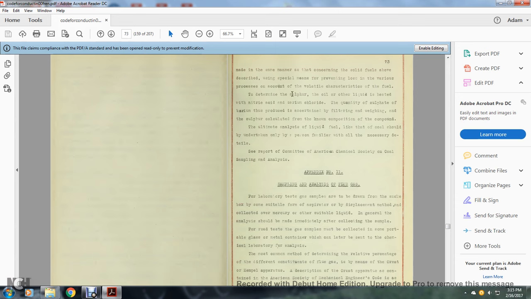volatile characteristics of the fuel. To determine the sulfur, the oil or other liquid is heated with nitric acid and potassium chloride, and the quantity of sulfate is ascertained by precipitating with barium chloride, filtering, and weighing. The sulfur is calculated from the known composition of the compound. The ultimate analysis of liquid fuel, like that of coal, should be undertaken only by a person familiar with all the necessary details. See the report of the American Chemical Society on coal sampling and analysis. Appendix number 11: sampling and analyzing the flue gas.